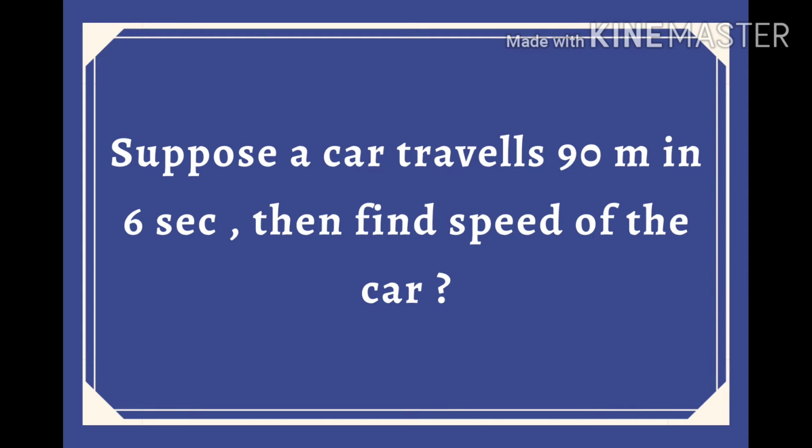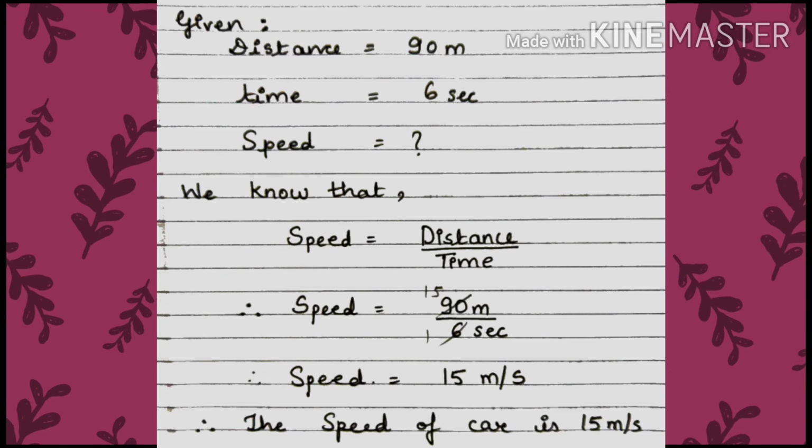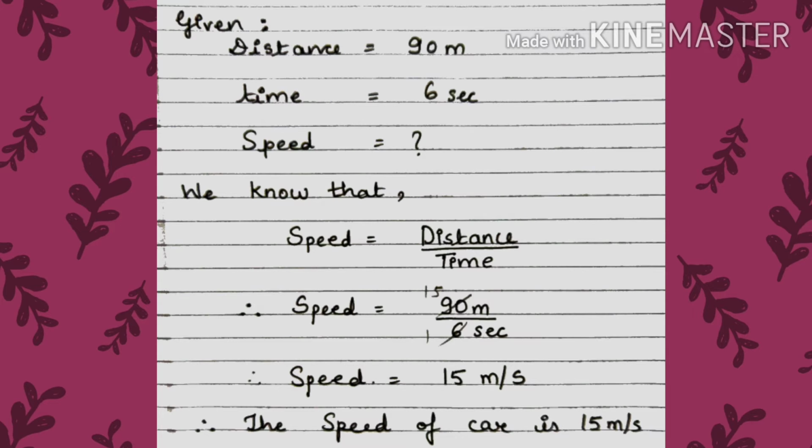Now the second question. Suppose a car travels 90 meters in 6 seconds. Then find the speed of the car. It is very simple. Do you know the formula for speed? Speed is equal to distance upon time. Now first of all we will write what is given in the example. Here it is given that the distance covered by the car is 90 meters. And in what time is it covering? Time is 6 seconds. What we need to find is speed, which is the question mark.